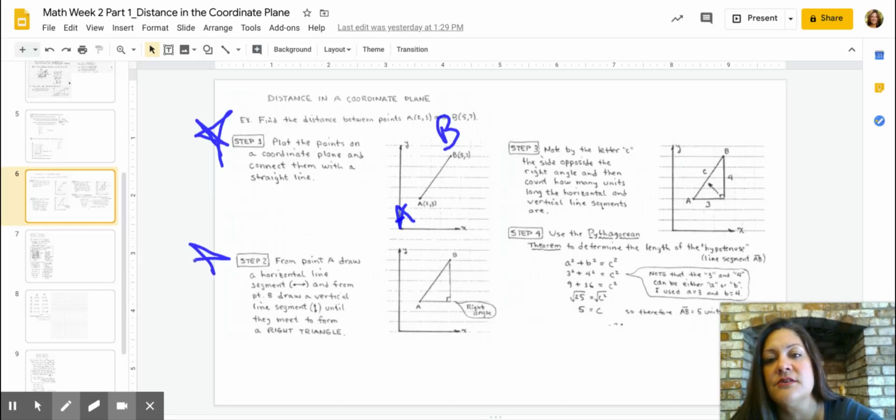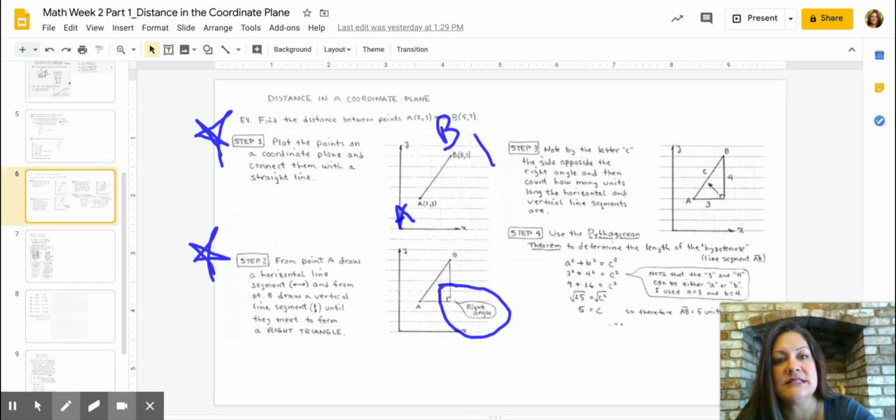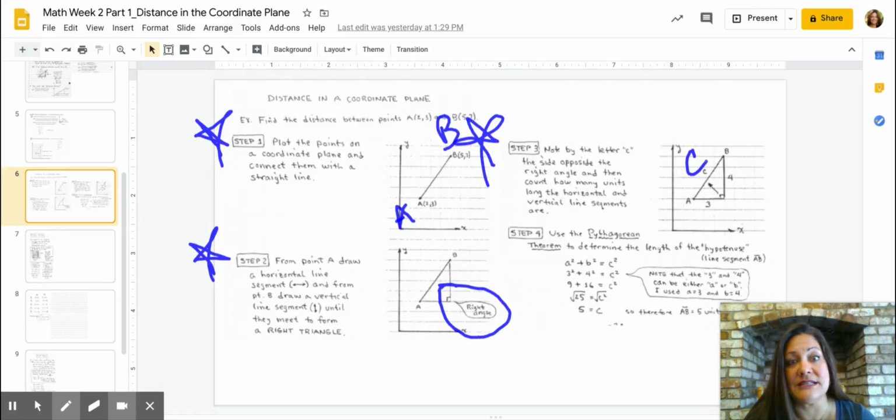Okay. Step 2, from point A, draw a horizontal line segment, and from point B, draw a vertical line, and it's going to come together at a right angle. Okay, and that's going to be right here, right angle. Step 3, note by the letter C the opposite side of the right angle. So A and B can be interchanged, but C is always the line that is across from the right angle, and a right angle is 90 degrees, of course. Step 4, use the Pythagorean theorem to determine the length of the hypotenuse. That is the official vocabulary word for side C.